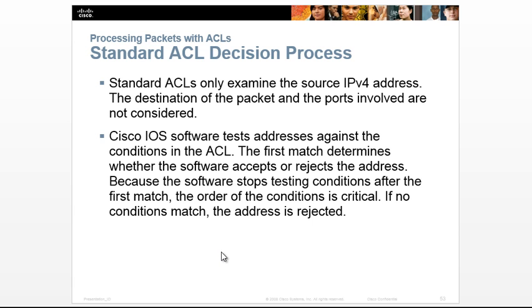Standard ACLs only examine the source IPv4 address. The destination of the packet and the ports involved are not considered. Cisco IOS tests against all conditions in the ACL. The first match determines whether the software accepts or rejects the address. Because it stops testing at the first match, the order of those conditions is critical. Remember my example earlier, if we have a deny and then an allow on port 80 on the same IP, but deny is listed first, we're going to hit that first and it's going to exit. It's not going to matter that we allow it below it. If no conditions match, then we hit that implicit deny again and we're rejected.